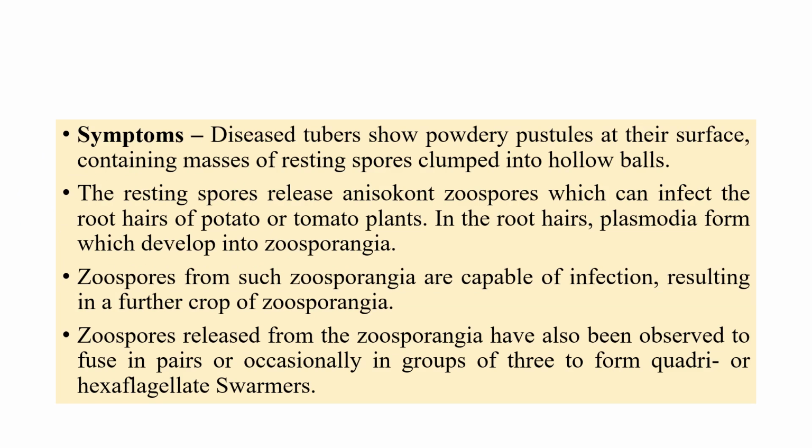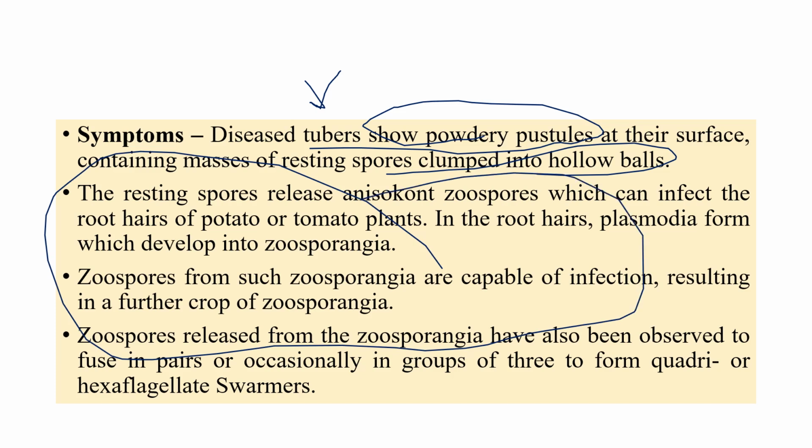Coming to the life cycle, I'm not going to explain in detail. Whatever life cycle we have observed in clubroot, the same kind of life cycle we also observe here. But the symptoms are like this: on the tubers, powdery pustules can be observed, and clumps also can be observed. If you cut open the tuber, a little bit of decay can be observed. The remaining life cycle is almost like that of Plasmodiophora only. In the root hairs the plasmodia are produced, again zoosporangia, all those things that we observed in Plasmodiophora, the same thing we can also observe in this powdery scab pathogen.